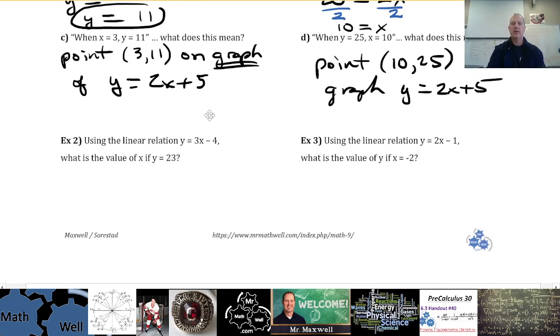All right, I'm going to get you to do these two questions here. What's the value of x if y is 23? And what's the value of y if x is negative 2? So go ahead and take a couple minutes and work on that right now and see if you can get those answers, and I'll show you what those answers are in just a second.